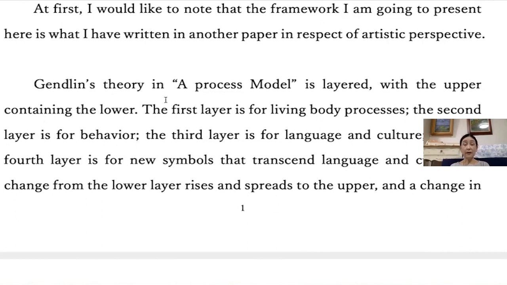Gendlin's theory in A Process Model is layered, with the upper containing the lower. The first layer is for living body processes. The second layer is for behavior. The third layer is for language and culture. And the fourth layer is for new symbols that transcend language and culture.